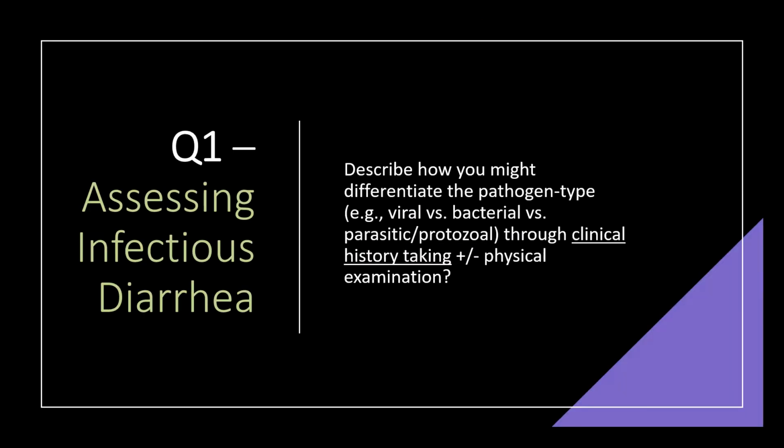To begin to learn how we can better recognize when we should be thinking of these intestinal protozoa, let's try the following question. Try describing how you might differentiate between the pathogen type, i.e. viral versus bacterial versus parasitic, in a patient with diarrhea via clinical history taking ± physical examination. Pause the video and list what types of things you would be thinking about. To be efficient, be systematic in your approach.